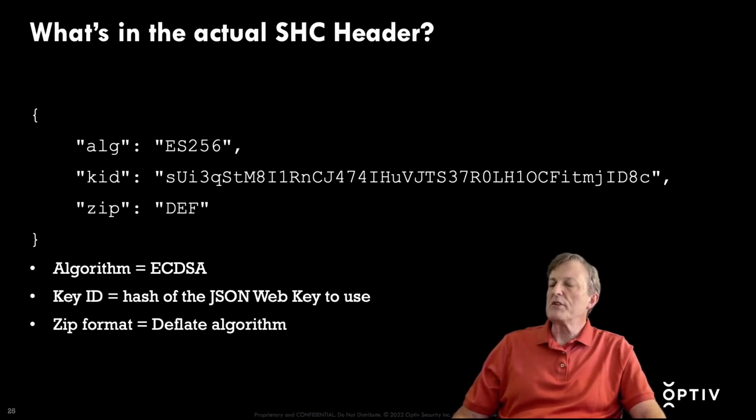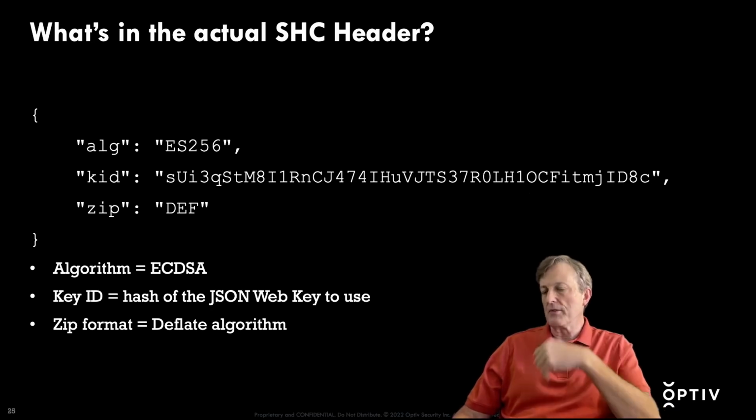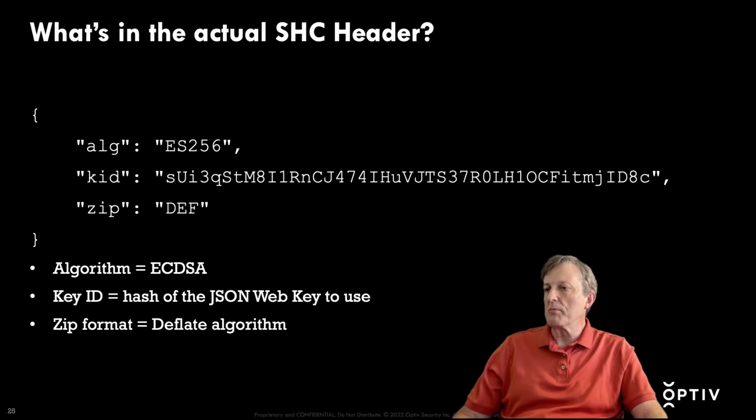There is a little bit of a difference in the header in a smart health card. It doesn't say JWT because that's not what it's intended to do. It has these three fields in it, right? It will say algorithm ES256. This is public key cryptography. We'll talk about it in a minute.